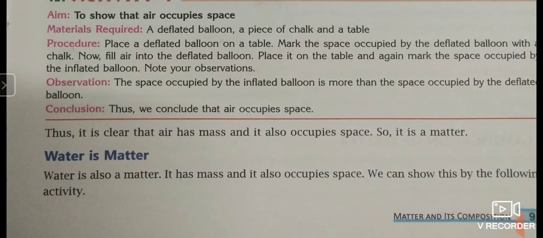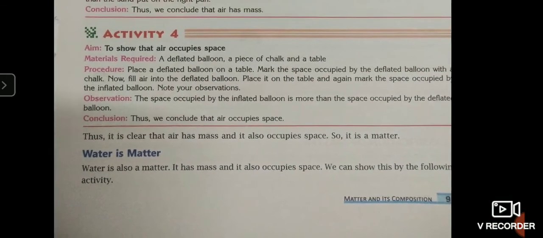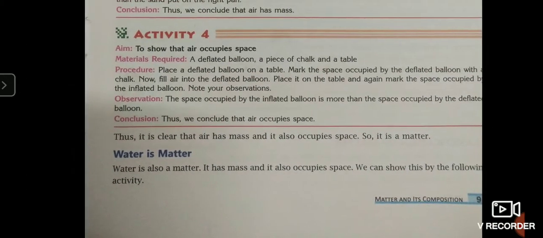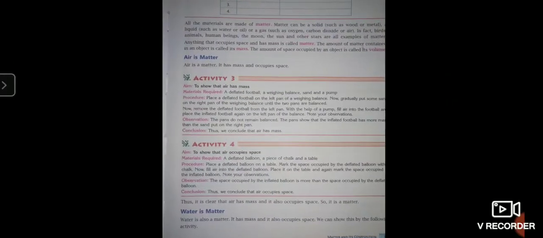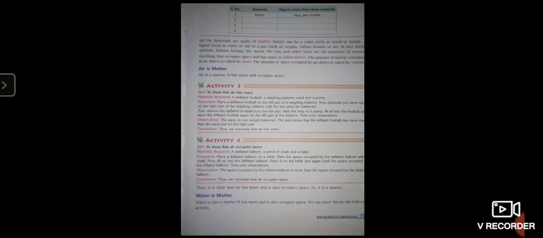So from the above two activities, it is clear that air has mass and occupies certain space. So air is matter. Now, is water a matter? Water is a much easier example as compared to air. Water is also matter because it has mass and occupies space.